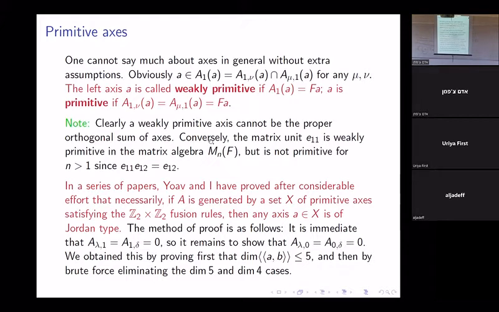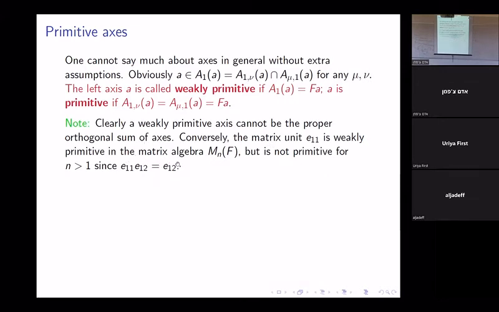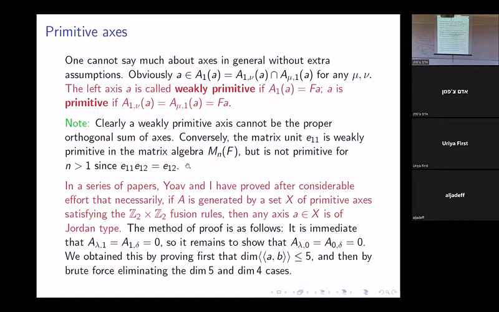On the other hand, the matrix unit E11 is weakly primitive in the matrix algebra MnF, but it's not primitive. Okay. So the main idea of what we wanted to do is we studied these axial algebras of Jordan type. Actually, we started with primitive algebras of Jordan type, and then went on to weakly primitive.